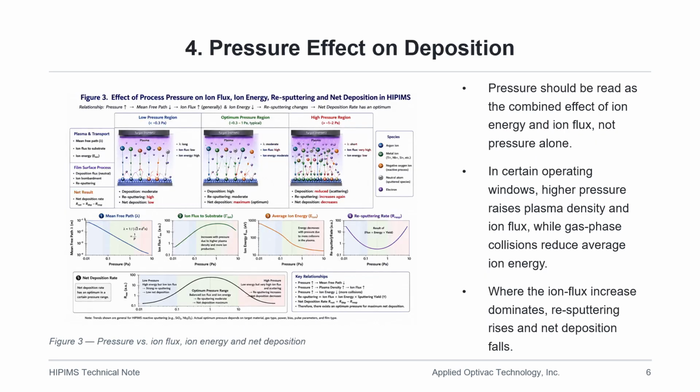Pressure should not be treated as an independent explanation for deposition behavior. Pressure changes ion energy and ion flux at the same time. In certain operating windows, higher pressure can raise plasma density and ion flux, while additional gas phase collisions reduce average ion energy. Where the increase in ion flux has the stronger effect, re-sputtering rises and the net deposition rate falls. The pressure trend must be interpreted by considering both variables together.